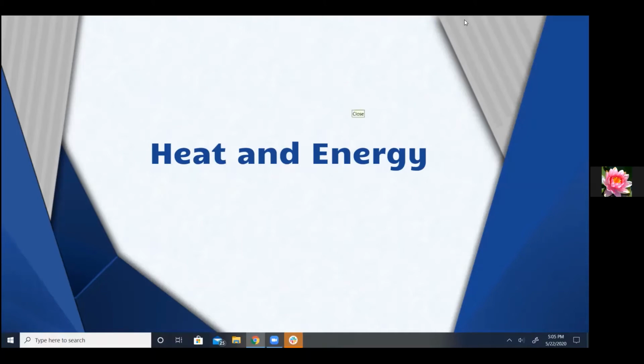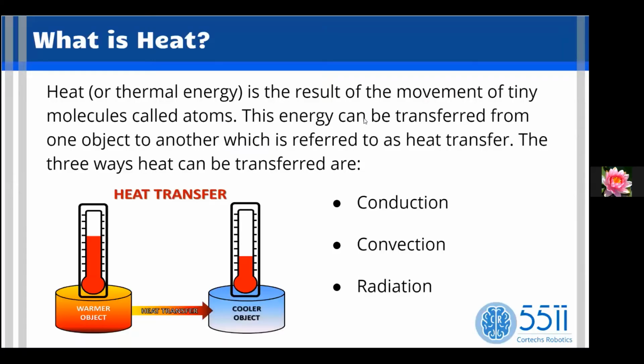Someone said heat is a type of energy. Yeah, you're right about that. All right, can we go to the next slide? So heat is the result of the movement of tiny molecules called atoms. This energy can be transferred from one object to another, which is called heat transfer. There are 3 ways that heat can be transferred, and those are conduction, convection, and radiation.